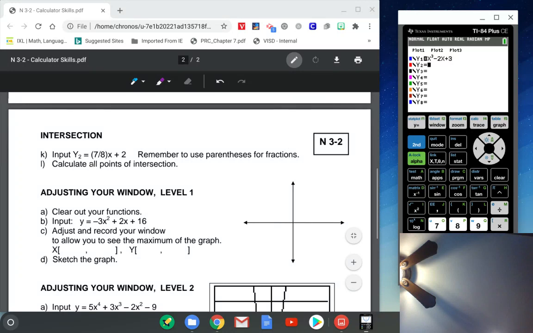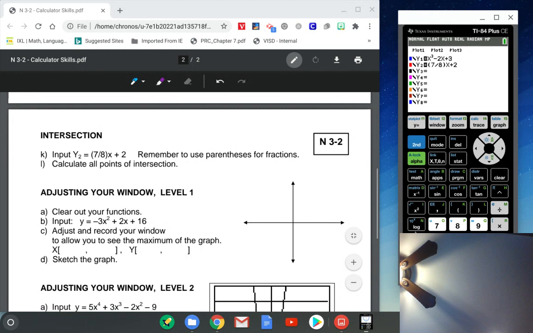It says remember to use parentheses for fractions. They've already written them for you, but if it's not written, you still need to do it. Fractions need to always go in parentheses. So 7 divided by 8, close parentheses, x plus 2. Now it didn't ask us to do this, but I am going to go ahead and hit the graph so we can see what we're looking at.